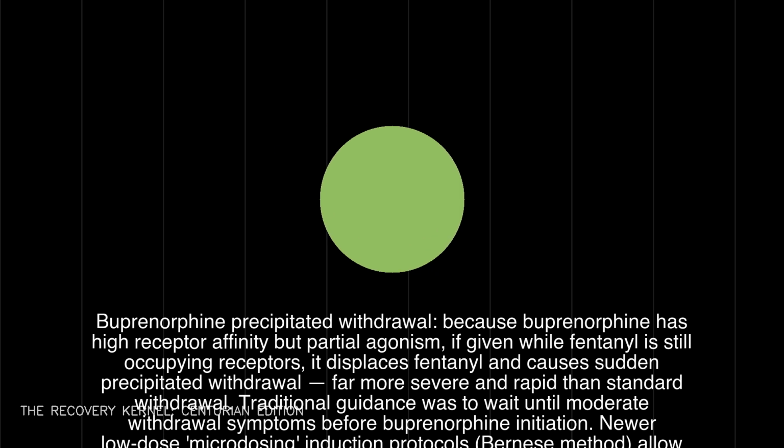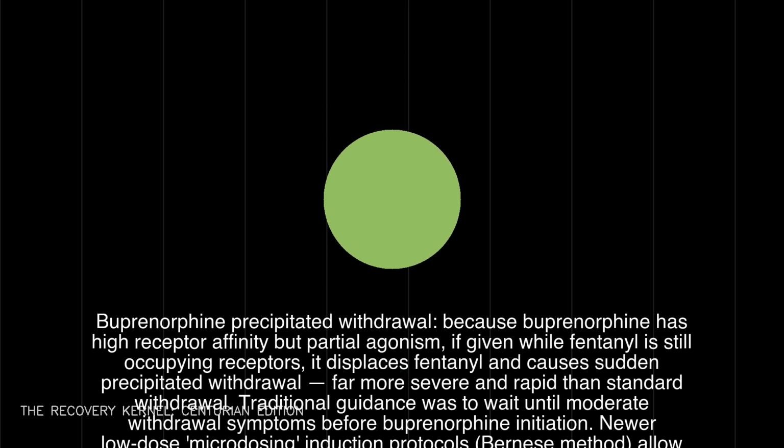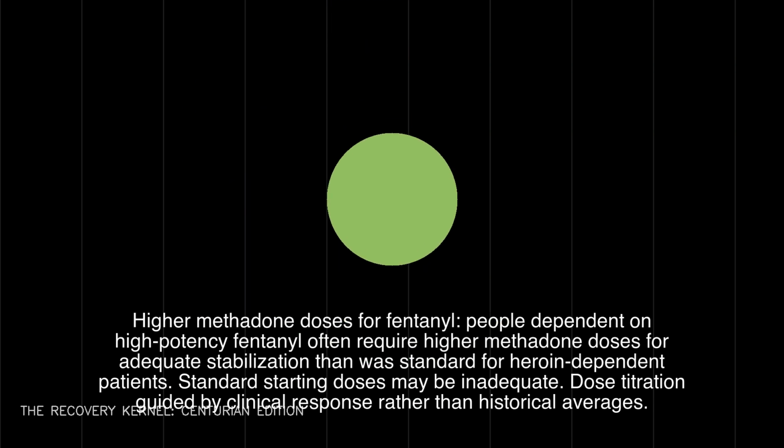Discuss with your prescriber. Higher methadone doses for fentanyl. People dependent on high-potency fentanyl often require higher methadone doses for adequate stabilization than was standard for heroin-dependent patients. Standard starting doses may be inadequate. Dose titration should be guided by clinical response rather than historical averages. CYP3A4 and buprenorphine: buprenorphine is also CYP3A4 metabolized.